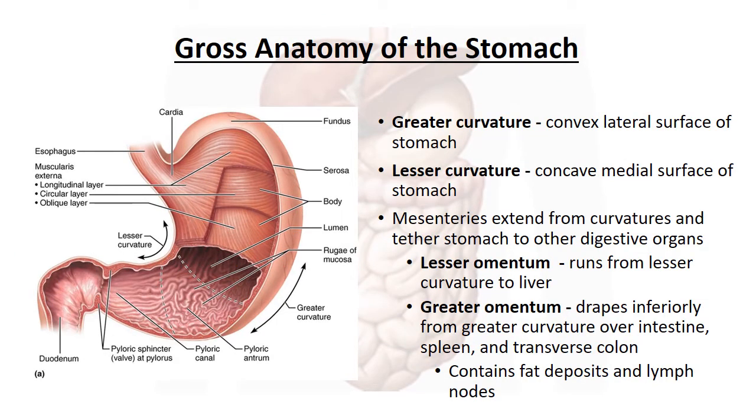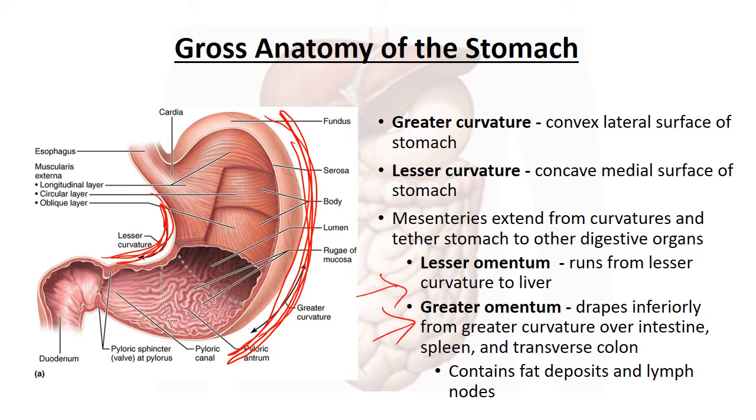Okay, let's look a little bit more. Let's look at the outside of the stomach. First off, you've got this outer greater curvature. You've got the inner lesser curvature. But then you've also got something that's not shown in this picture. It's a type of mesentery. You've got a lesser and greater omentum.